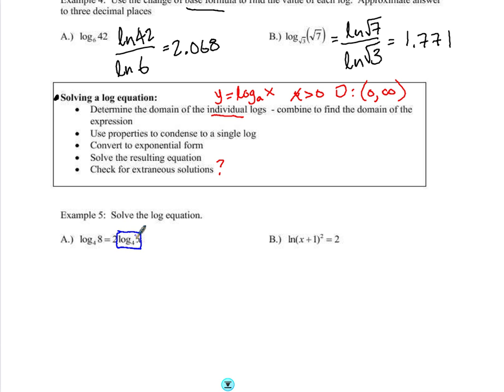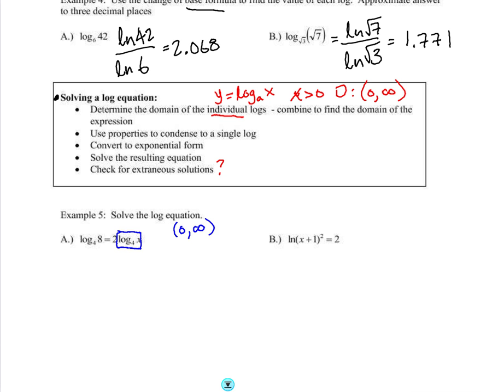Log base 4 of x, if I just look at it like that, not with the 2, the domain of that function is going to be restricted to the positive real numbers. So here I know that x has to be within the interval 0 to infinity. So when I go through this process to solve, no matter how that process goes, I need to make sure that when I simplify it, all my answers fit into that domain that would make the original equation true.